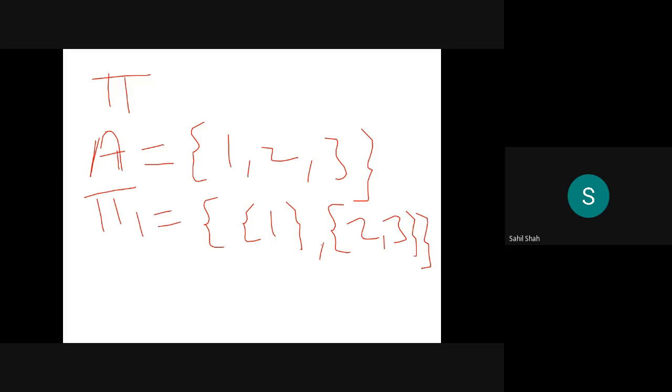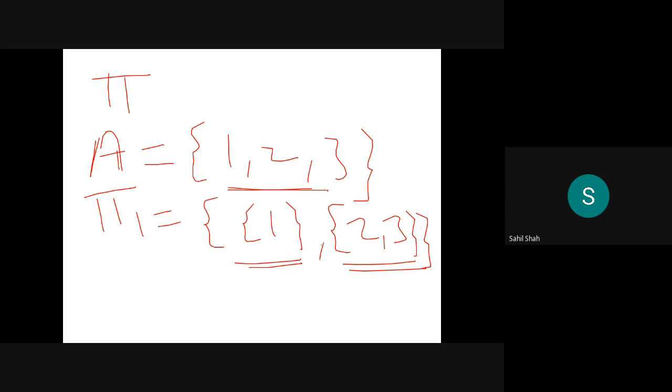How to check? We are having a definition. What does the definition say? It is a collection of disjoint subsets. So this is one subset, {1}. This is another subset, {2, 3}. Further to this, if we take the intersection, it should be phi. If I take the intersection of {1} with {2, 3}, I will get phi. And if I take the union of these subsets, I will get the original set A. So I will say pi1 is a valid partition of set A.